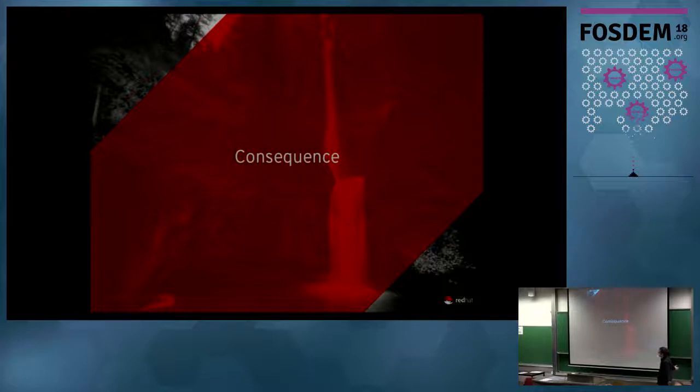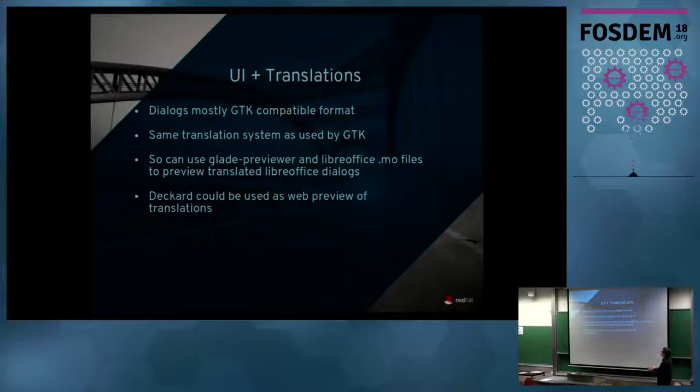So the consequence of moving all of the UI descriptions and the translations out of those file formats into standardized file formats is that the dialogues are mostly GTK compatible, in the sense that you can use Glade Previewer on any of our .ui files, put the .mo files from our translations into the path where they can find them, and you can use Glade Previewer to look at a localized version of any of our .ui files. That should mean that if we were to deploy that Deckard web utility for displaying translations in a .ui file as translators modify them, that should work in the majority of cases out of the box now.